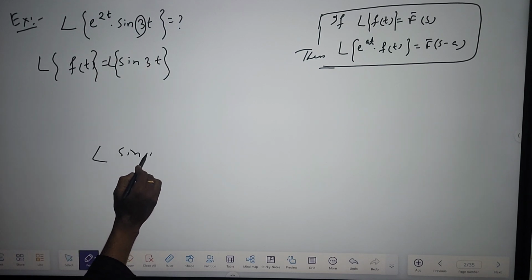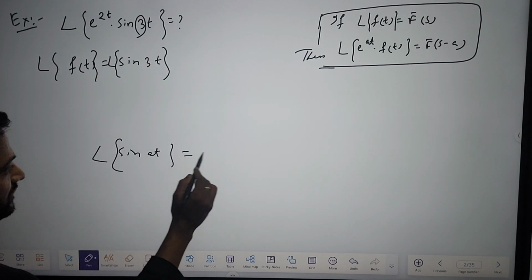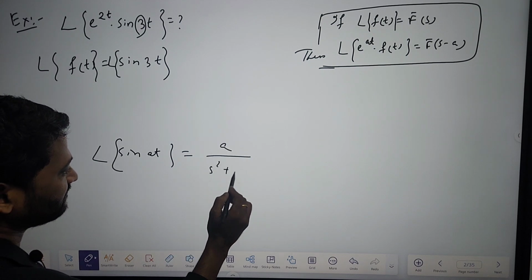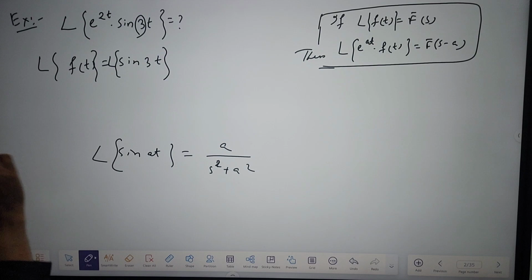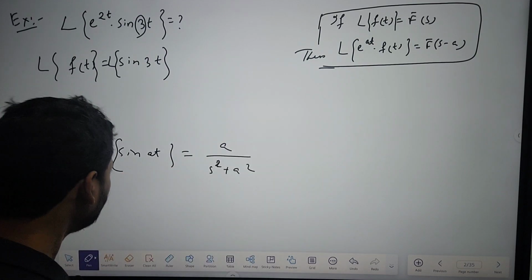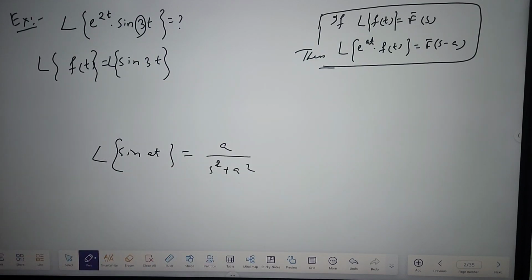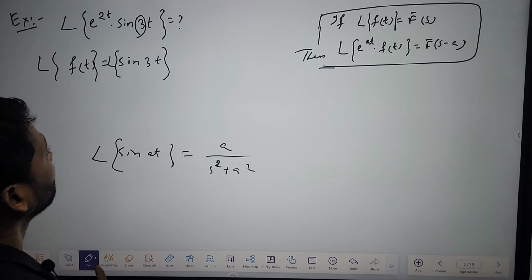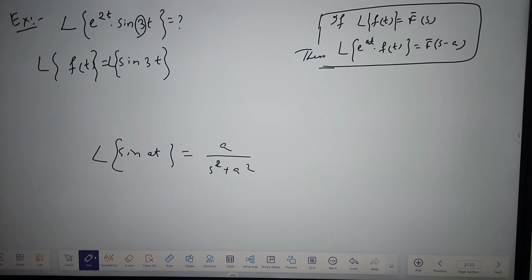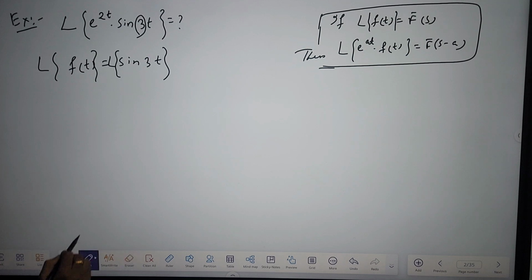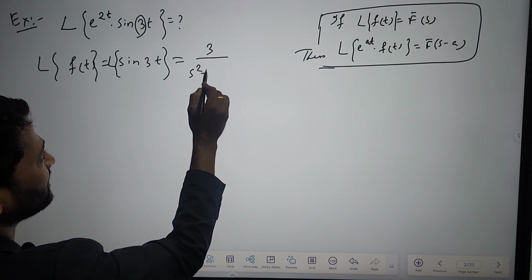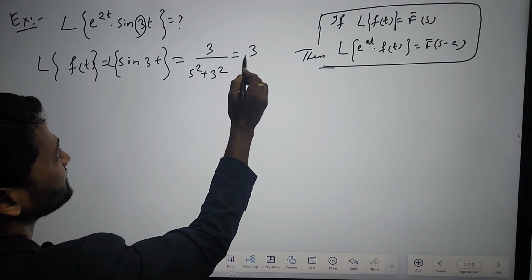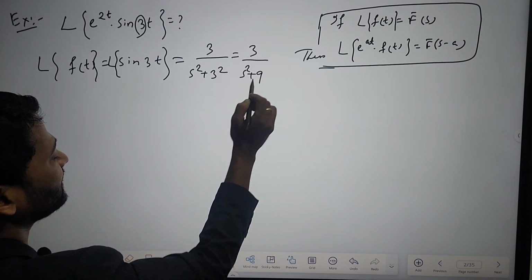What is the formula for Laplace of sine at? It is a by s square plus a square. If you do not know this formula, you can go through my first video. I have already explained the 7 basic formulas of Laplace transform, which are very essential and important. So you can write Laplace of sine 3t is 3 by s square plus 3 square, that is 3 by s square plus 9.